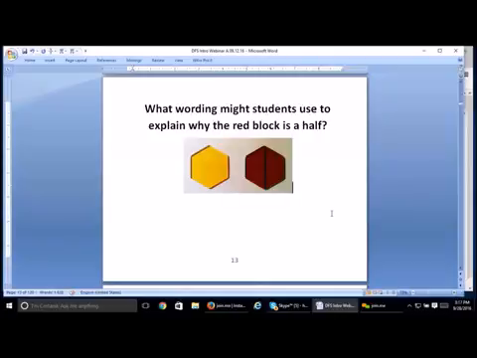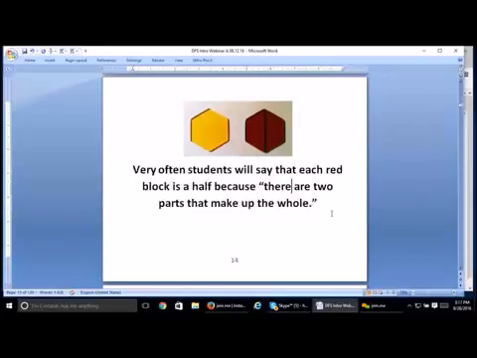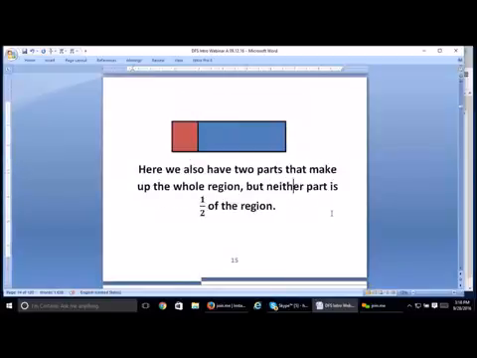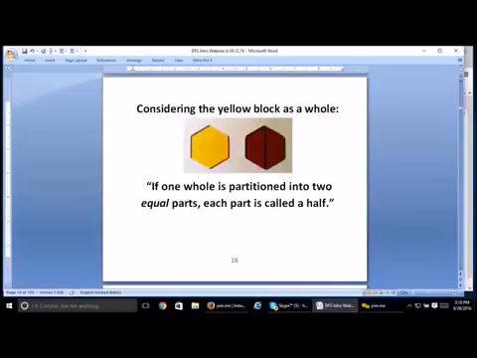Very often, students will say, well, each red block is a half because there are 2 parts. There are 2 of them, and the 2 parts make up the whole. Now, I hope you understand that that answer is not satisfactory. If the students keep that answer in mind, they are going to end up having difficulties. Why? Because look here. Here you have 2 parts that make up the whole, but each part is not a half. And so therefore, we have to be more specific in our use of language.